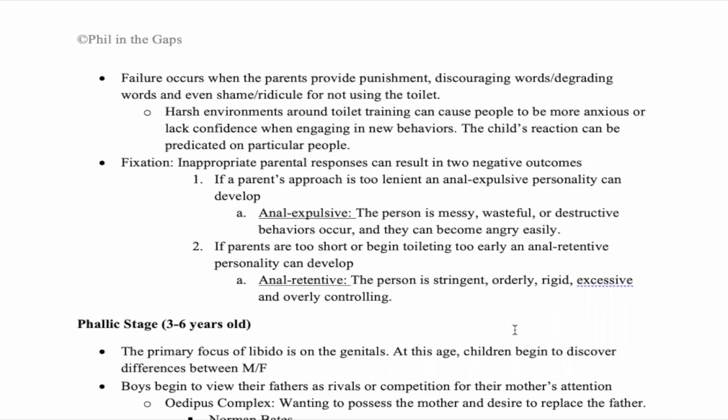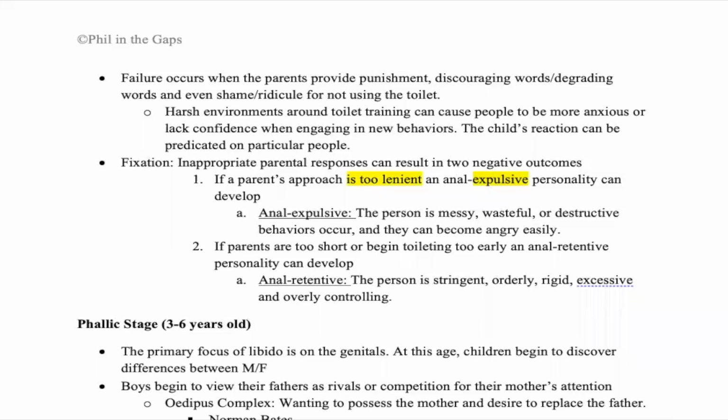So if a parent's approach is too lenient, an anal explosive personality can develop. An easy way to recognize and apply what is going on in these terms is if we slow it down a little bit. Too lenient is where somebody gives too much grace. If you think of somebody that's giving too much grace and not paying that much attention, think of an explosive. If I were to throw an explosive, things are going to be everywhere. So that's a way that you can recognize and apply explosive.